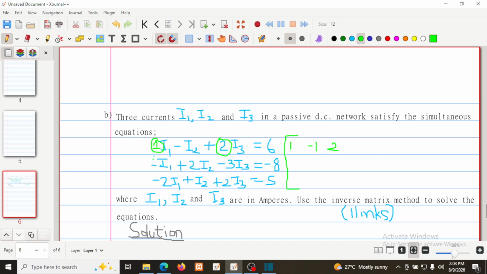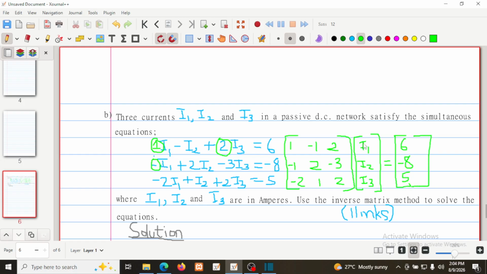Then for the second row we have negative 1, 2 and negative 3. Then the last row is negative 2, then positive 1, then 2. We have formed that. Next we form a matrix of the unknowns: current 1, current 2 and current 3. We equate it to 6, negative 8 and then 5.